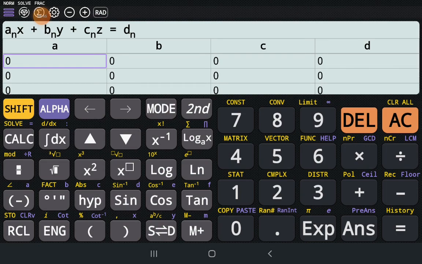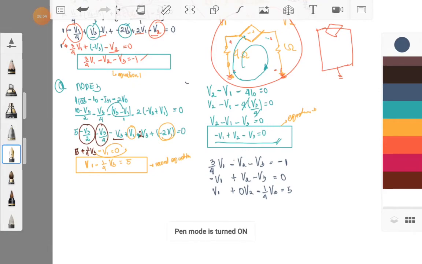So what are our unknowns? Let's enter the values we got earlier. In the 991, it is mode 5, then option 2. So for equation 1 we have 3/4, negative 1, negative 1, and negative 1. Then equation 2, we have negative 1, positive 1, negative 1, equals 0. Then equation 3, we have 1, 0, negative 1/4, equals 5.